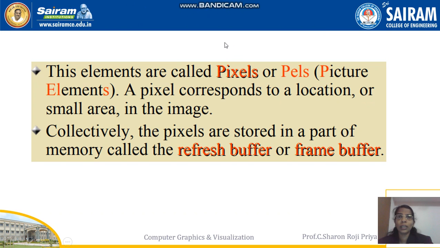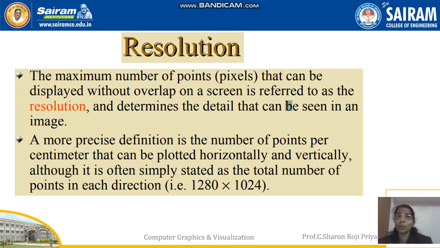So if I take a picture, the picture description is stored as picture elements or pixels in my memory. The portion of the memory that holds my pixels or picture elements is known as the frame buffer. And do you know what resolution is? Resolution is the maximum number of pixels that I can display without overlapping. Displaying the maximum number of pixels without overlapping is resolution.